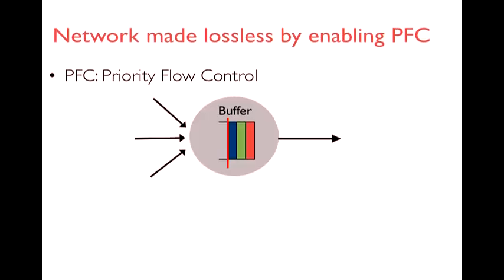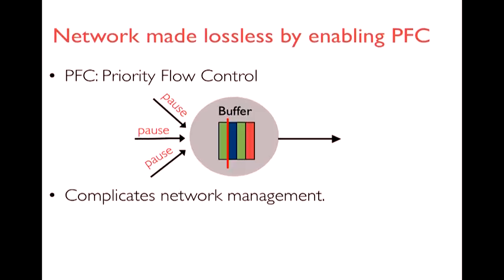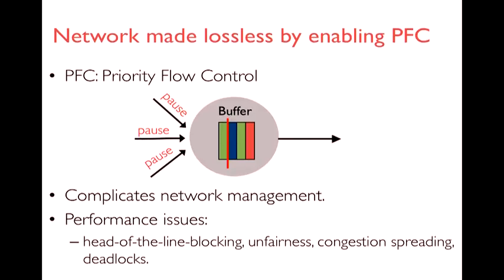And so the network was made lossless by enabling priority flow control, or PFC. For those of you not familiar with PFC, it's basically a pushback mechanism where the switches pause their upstream entities from sending more data when the queuing exceeds a certain very carefully configured threshold. And experiences with PFC deployments have shown how it greatly complicates network management, and it also leads to a number of performance issues, such as head-of-the-line blocking or unfairness, where I can have one aggressive flow that triggers pauses that ends up pausing other victim flows.